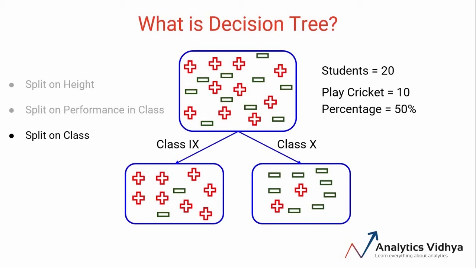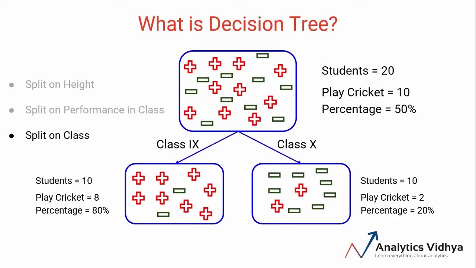I mean, there could be a lot of reasons. Let's look at the numbers and percentages. In our data, we have 10 students from class 9 and 10 from class 10. In class 9, 8 out of 10 are playing cricket, which is exactly 80%. Whereas in class 10, only 2 out of 10 are playing, which comes out to be 20%.